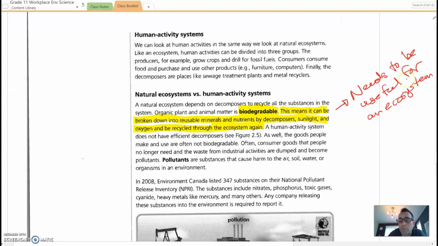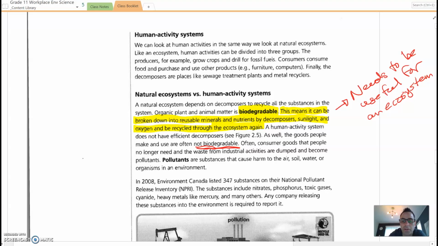Now, sunlight can break a lot of things down, but it doesn't necessarily make things useful for ecosystems. And we're going to talk about some examples of that later. I'm going to get you guys to do a little research project on plastics in the ocean on that. A human activity system does not have efficient decomposers. As well, the goods people make and use are often not biodegradable. Most of our stuff is not biodegradable.